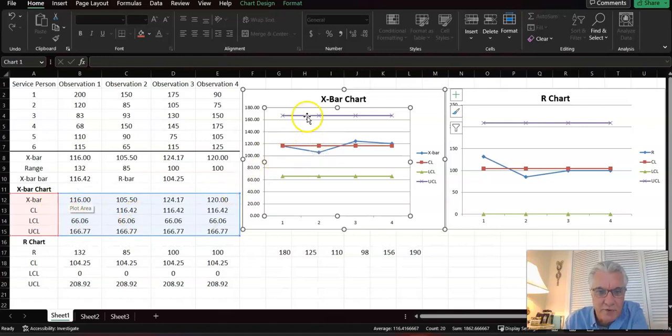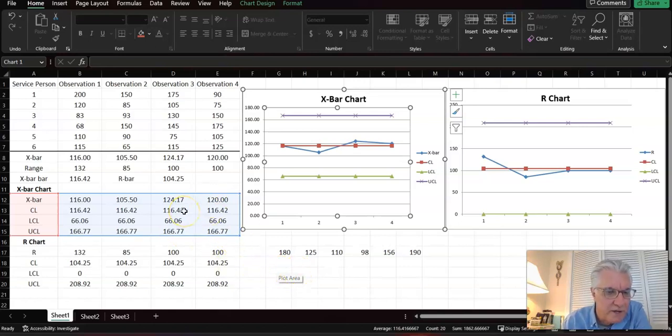So then the upper control limit is 3 sigma above the mean X bar, and the lower control limit is 3 sigma below the mean X bar, which is X bar bar. Sounds confusing, but once you get used to it, it becomes very obvious. So the next thing we'll do is the data for the range chart.